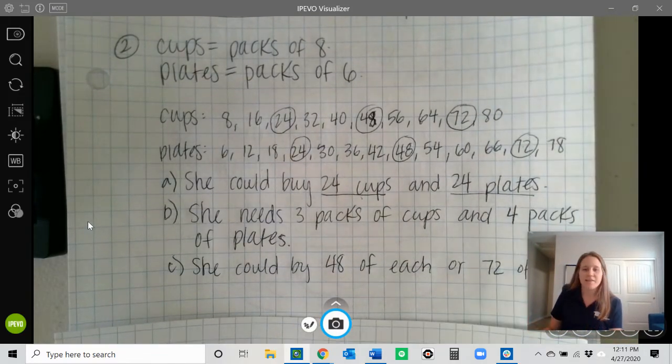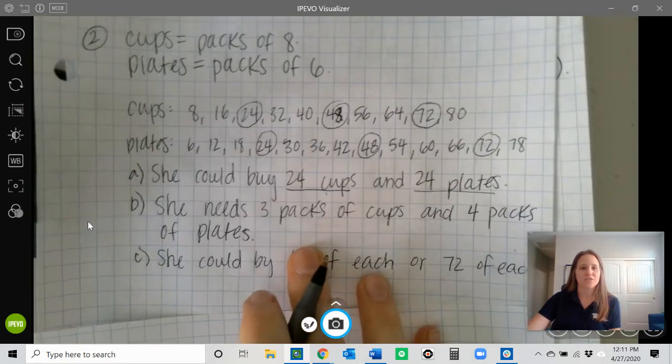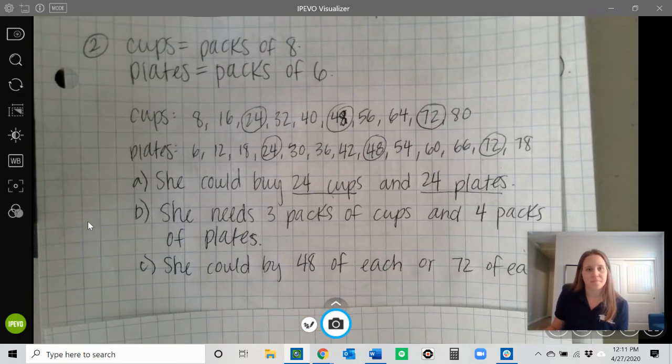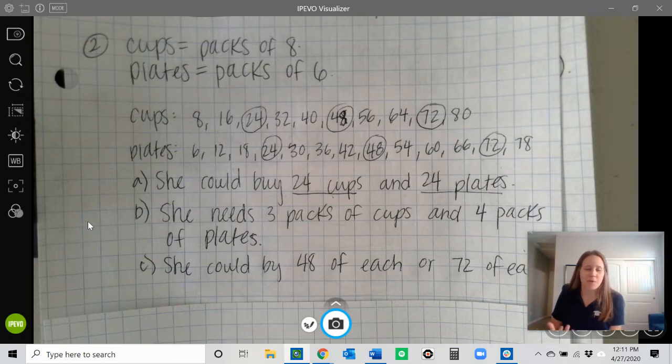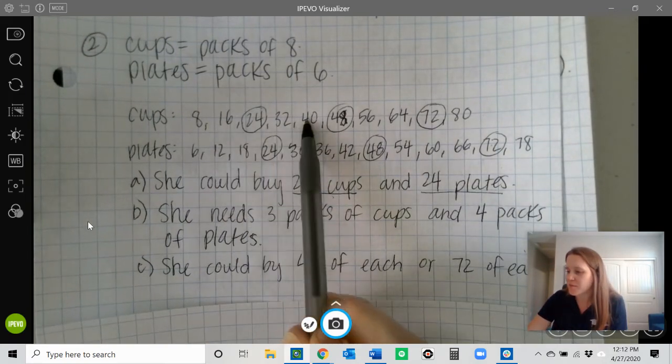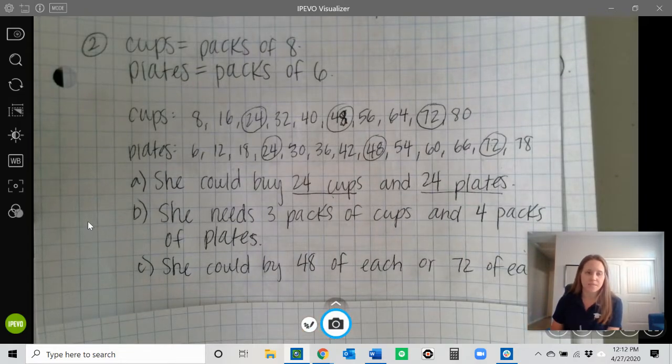She could buy 48 of each or 72 of each. Nope, this isn't 48 packs of cups, right? It is 1, 2, 3, 4, 5, 6 packs of cups. Okay. And it's 8 packs of plates. But that gives us a total of 48 cups and 48 plates, which meets her requirement.